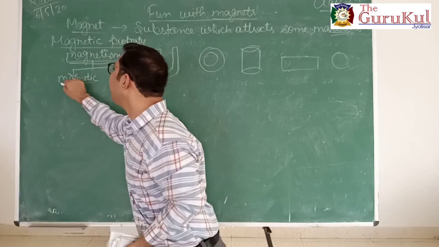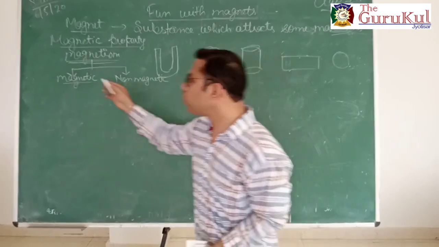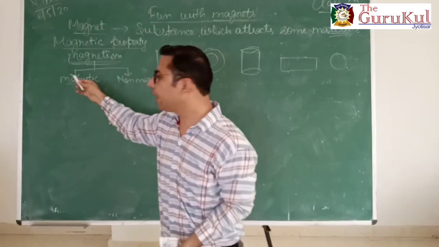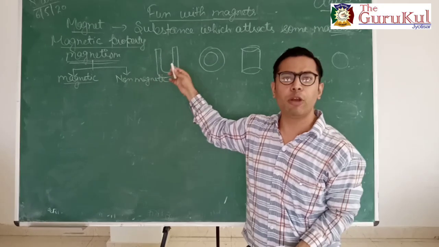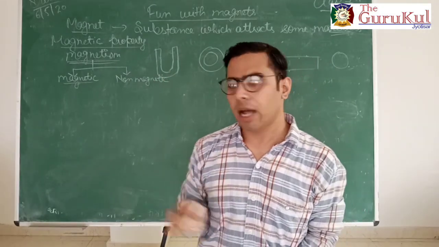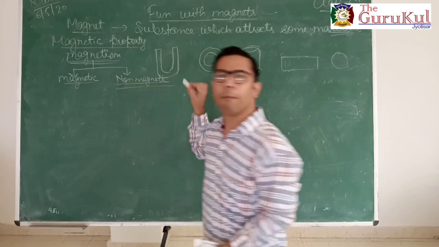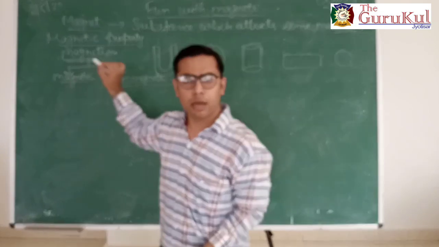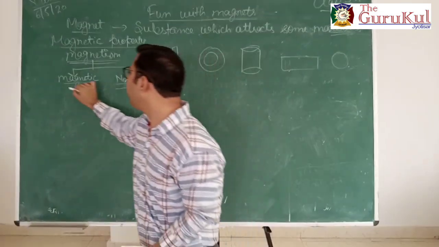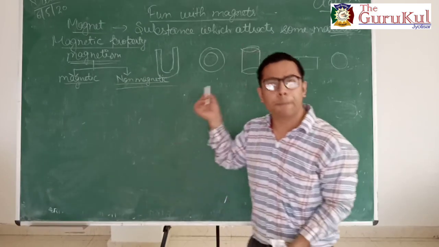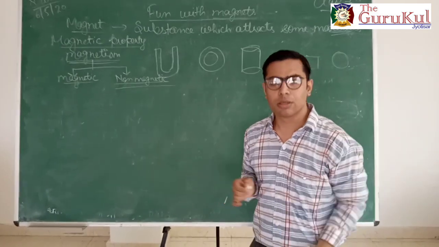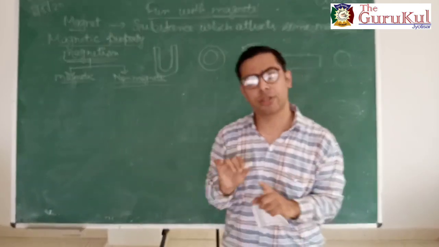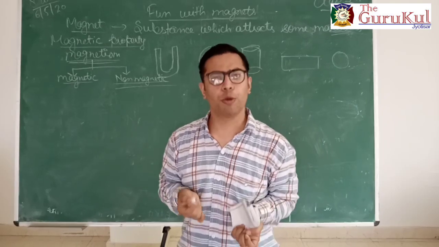So what is a magnetic material or magnetic substance? Those substances which can be attracted by a magnet are known as magnetic substances. Those materials which are not attracted by the magnet are referred to as non-magnetic materials or non-magnetic substances. For example, iron, nickel and cobalt are examples of magnetic material, and paper, board, cloth and wood are examples of non-magnetic substances. Is it clear to everyone? I hope you understand it.